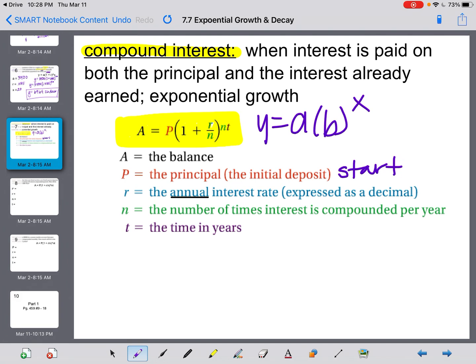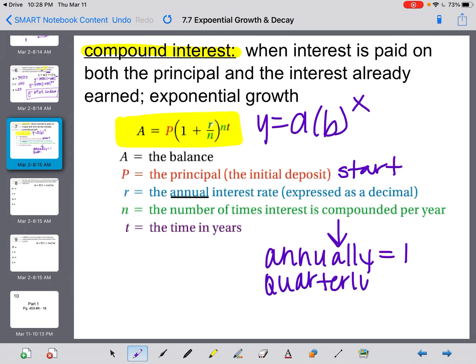Now, back to this N, the number of times the interest is compounded per year. For example, if they say annually, that means one time. They're going to pay you one time each year. If they tell you quarterly, that's 4 times per year. If they tell you semi-annually, that's twice per year.